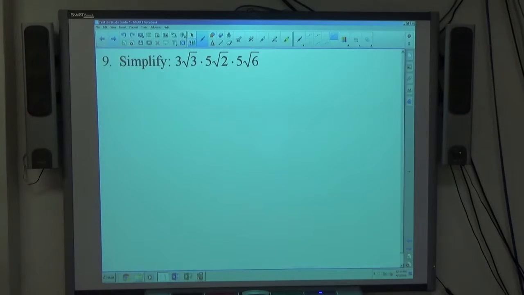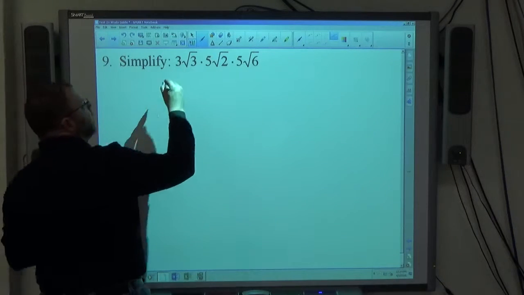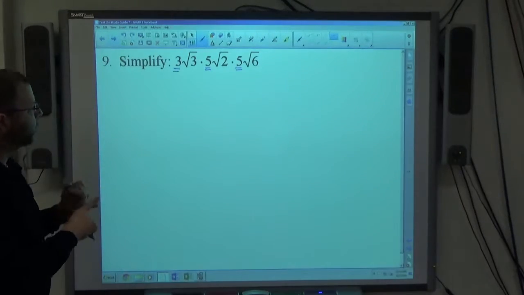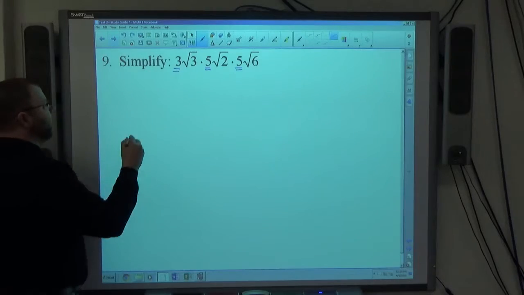Number 9, simplify. We're multiplying a bunch of radicals together. The outside numbers are going to multiply together to make an outside number. So 3 times 5 is 15 times 5 is 75.